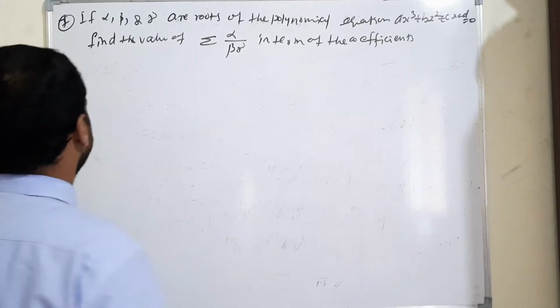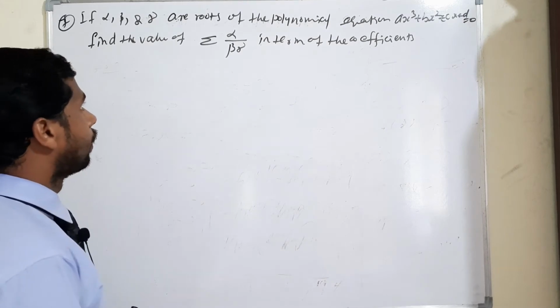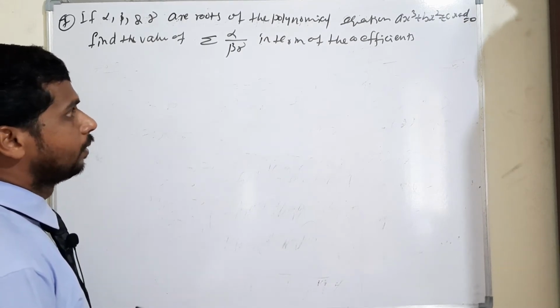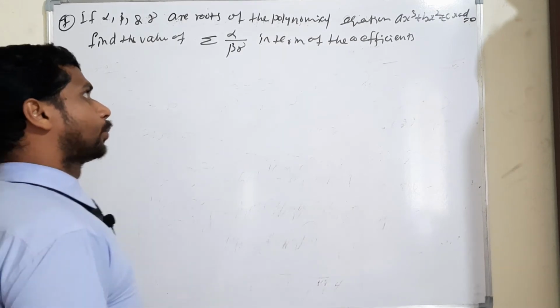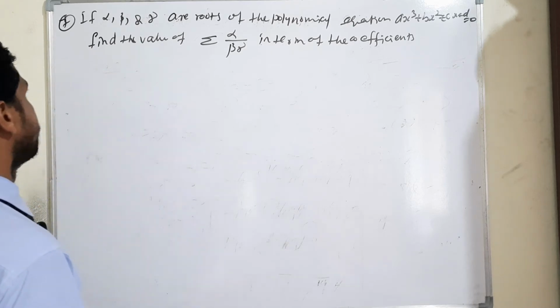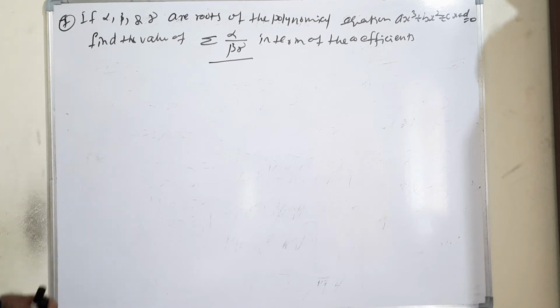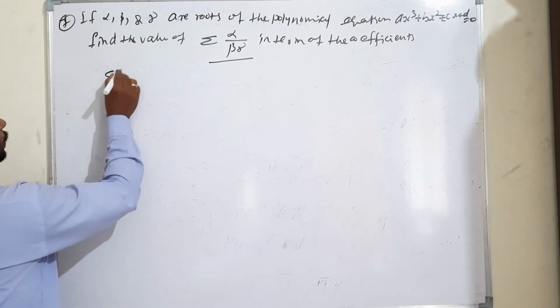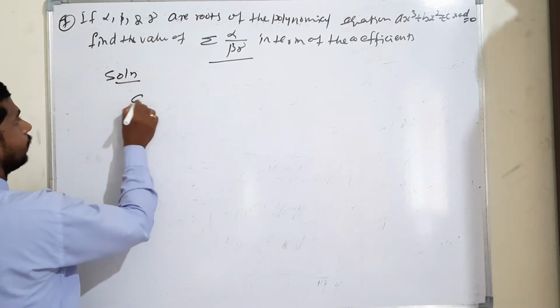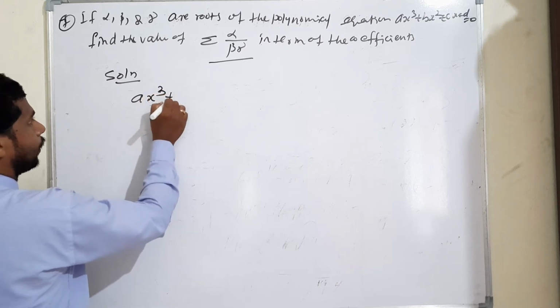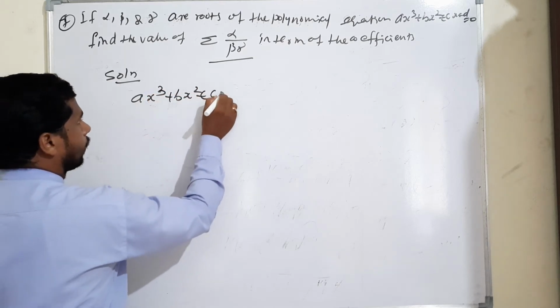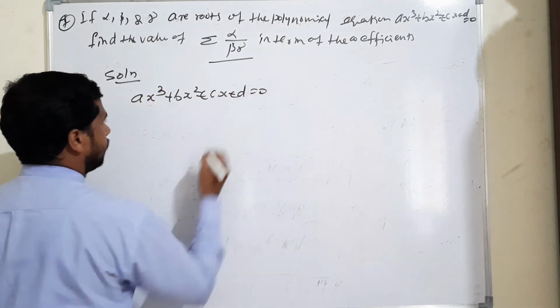Moving to question number 7. If alpha, beta and gamma are roots of the polynomial equation ax cube plus bx square plus cx plus d is equal to 0, find the value of summation of alpha by beta gamma. Okay, so solution, what is equation? Polynomial equation ax cube plus bx square plus cx plus d is equal to 0.